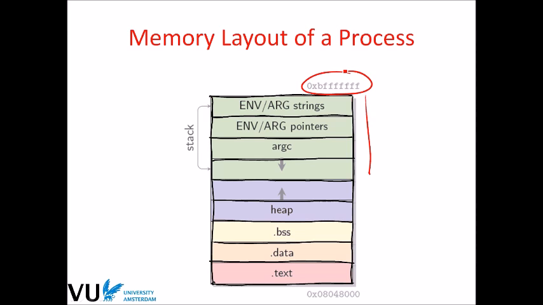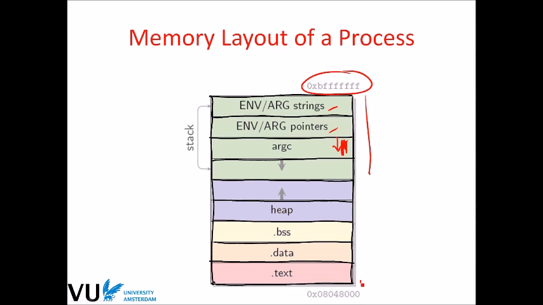It starts with the environment and argument strings and some environment and argument pointers, followed by the stack as we discussed it in the introduction to buffer overflows. Okay, so this part is what we've basically seen before. But like I said, above the normal stack with the return addresses and the local variables and so on, we have the environment variables and some pointers to the environment variables.